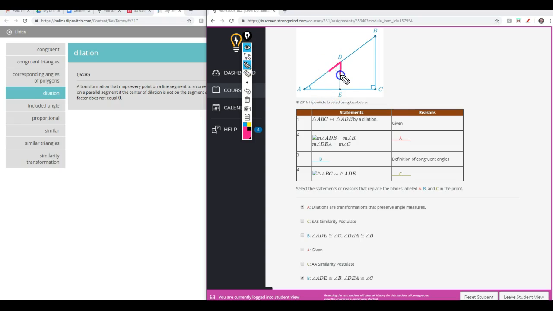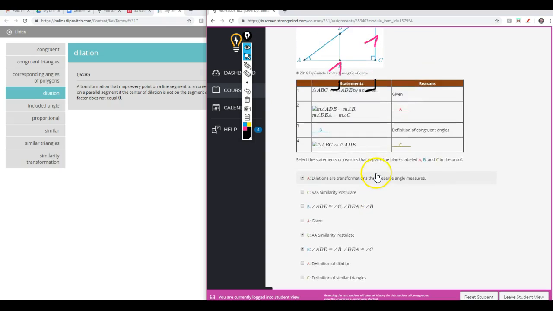We proved that angle ADE was congruent to angle B. We also proved that angle DEA is congruent to angle BCA. So that is the angle-angle similarity postulate, because you have two pairs of corresponding angles that are congruent. So that's how I would answer this question using the context clues provided.